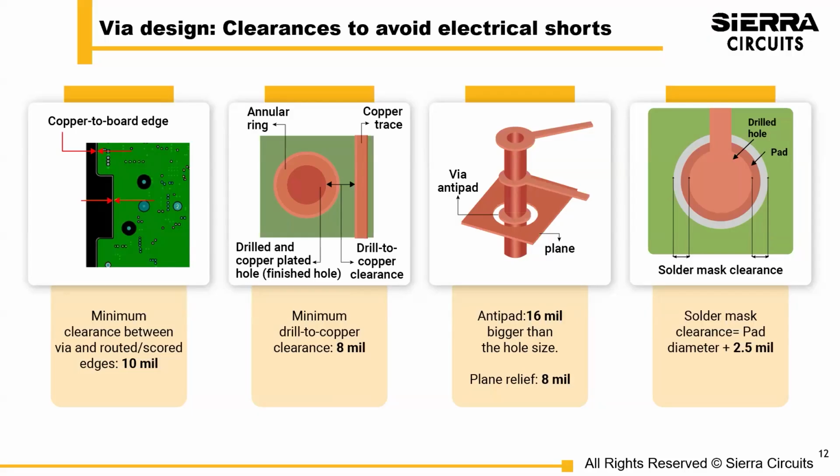Incorporate at least 8 mil drill to copper clearance, and the antipad should be 16 mil bigger than the hole size, and the plane relief should be 8 mil. We also recommend that the clearance from the solder mask should be 2.5 mil larger than the pad diameter.